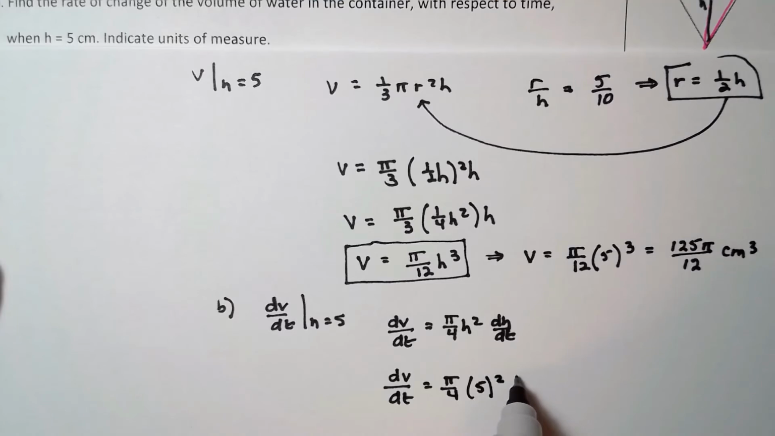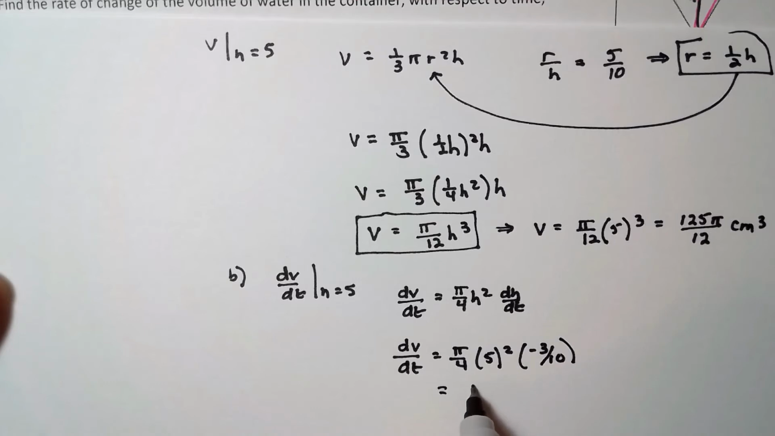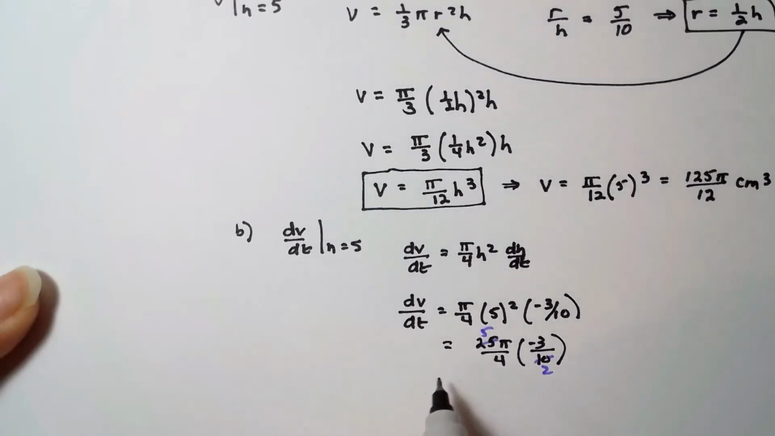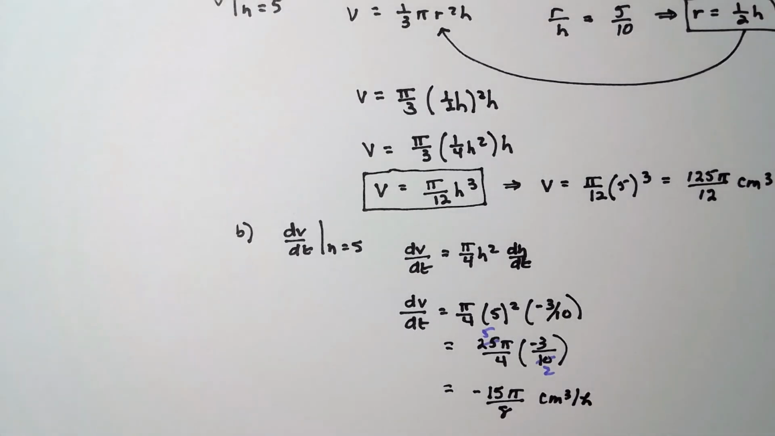So I'm going to plug a 5 in there and a -3 over 10 for that. And let's see, this is going to become 25 pi over 4 times -3 over 10. And let's see, 5 goes in here twice, and 5 goes in here 5 times. So it looks like it's going to be -15 pi over 8 cubic centimeters per hour. And again, for the semester exam, you're not going to have to worry about the units because it's going to be multiple choice.